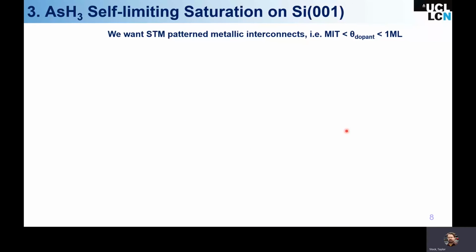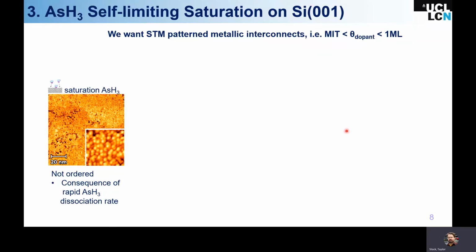The next criteria is that we need a self-limiting saturation coverage of the precursor molecule on the silicon surface. This is so we can generate metallic interconnects using the dopants, and the concentration needs to be above the metal insulator transition and below 1 monolayer. So here we have saturation coverage imaged by the STM. What we note is that there's no ordering either long or short range in this layer. In the phosphine case, there's actually some areas of local ordering. This is because the phosphine PHx moieties are able to move around and order, but the AsHx moieties, as we know, are immobilized and do not move around, resulting in totally disordered layer.